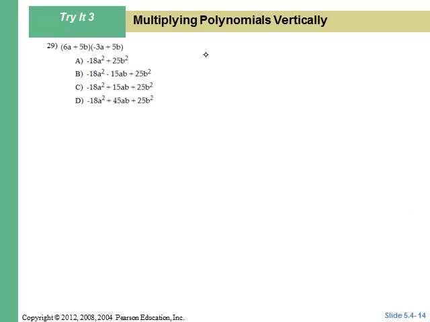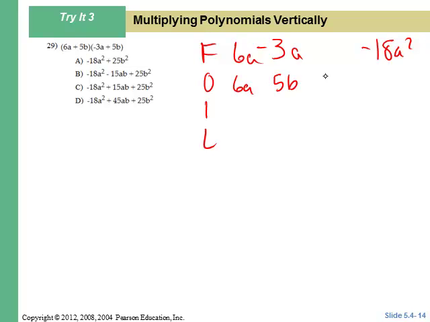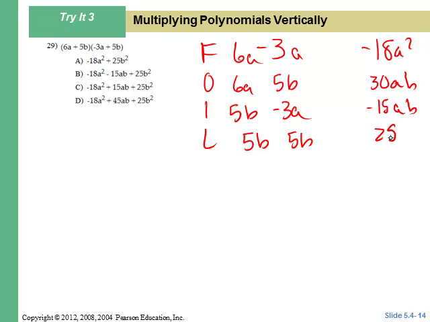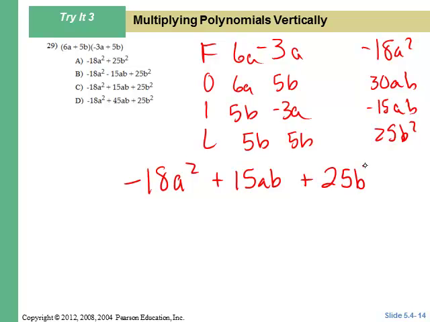Same thing. 6 times negative 3a is negative 18a squared. 6a times 5b is 30ab. 5b times negative 3a is negative 15ab. And 5b times 5b is 25b squared. So we end up with negative 18a squared plus 15ab plus 25b squared.